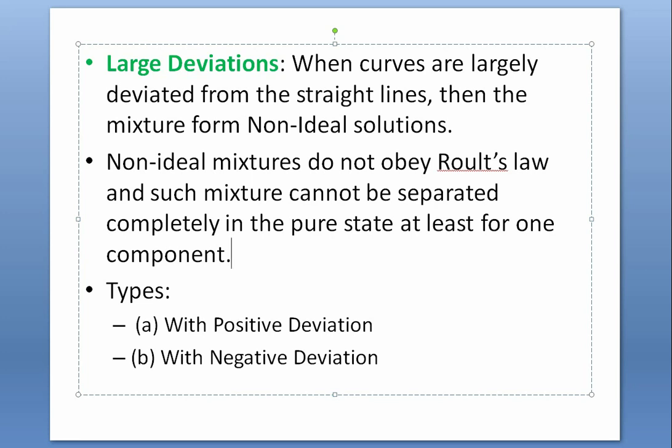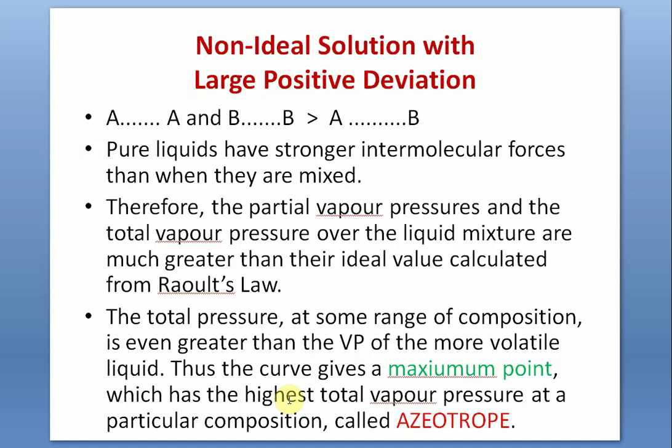The other will always be a mixture, and that is called an azeotrope. I am just sounding you the term azeotrope, as we shall very excitingly discuss that concept just after a bit. Hold on. As I have already told you, there are two types of deviations, positive and negative. Let us focus on non-ideal solution with large positive deviation. Small deviations are no doubt deviations, but they are just ignored and the solution behaves as an ideal solution.